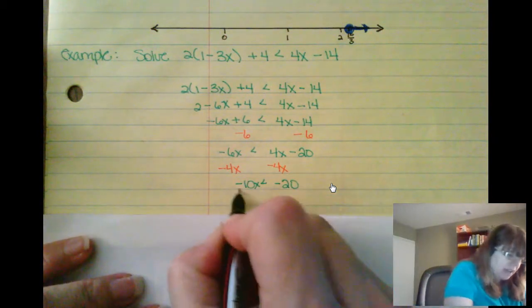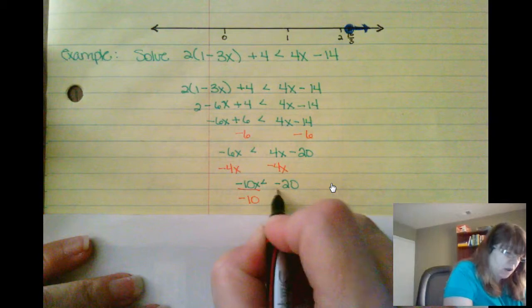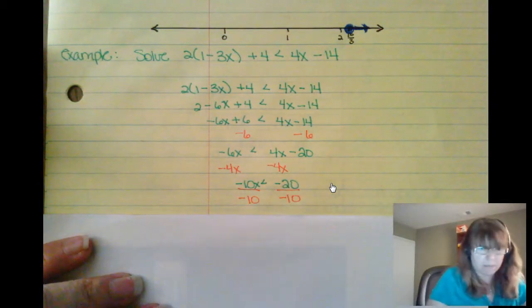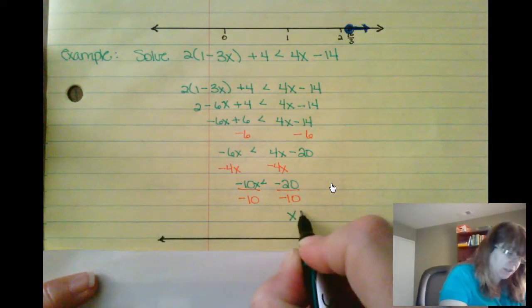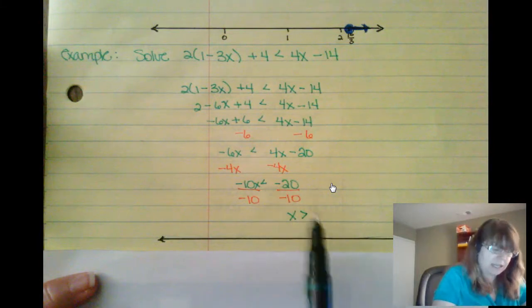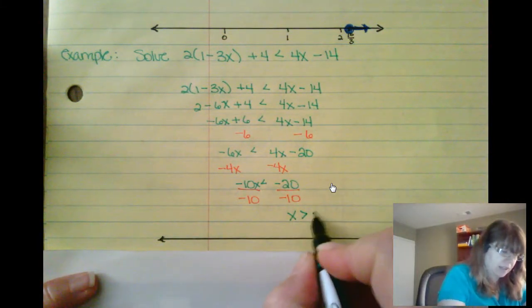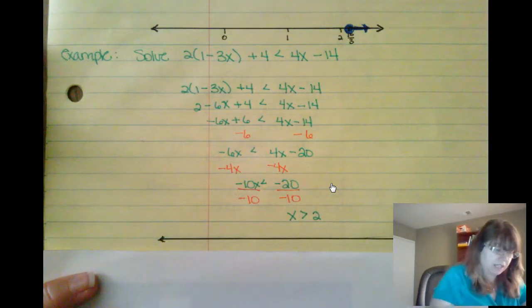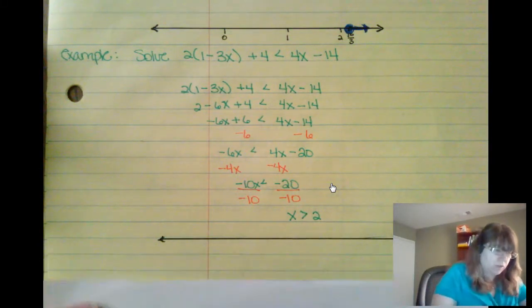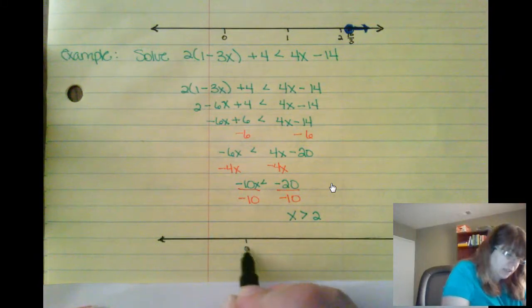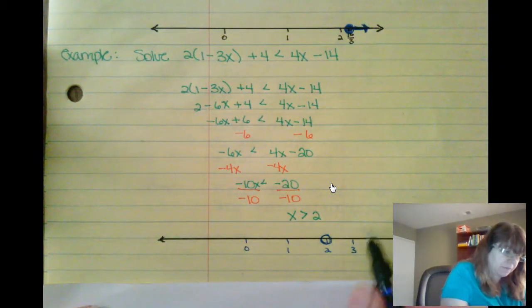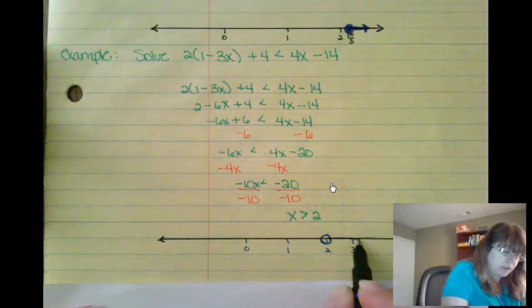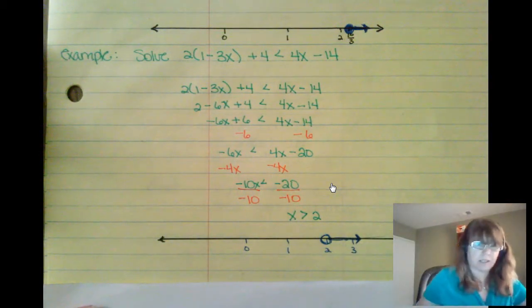Now I need to divide by a negative number. When I divide or multiply by a negative number, I need to change the direction of the inequality. It was less than, it becomes greater than. And then negative 20 divided by negative 10 is 2. So on the number line, I'm going to just give enough information. X is greater than 2, but it does not include 2, and it is to the right. Okay.